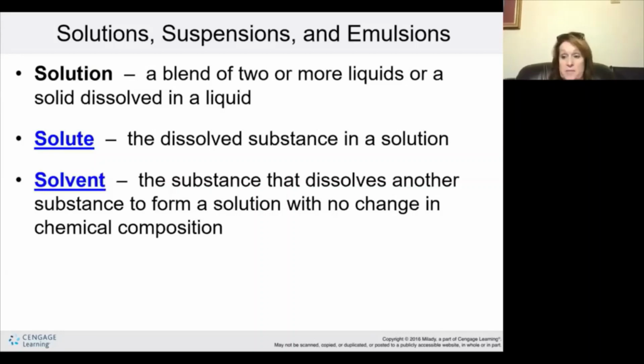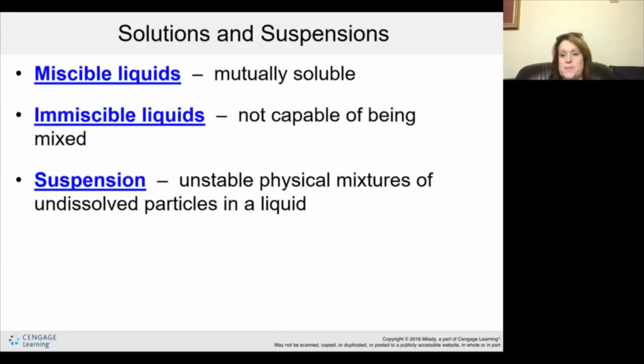For example, when sugar is dissolved into hot water, the sugar, a solid, is the solute, and the water, the liquid, is the solvent. Water is the universal solvent. Make sure that you know that. Water is the universal solvent.